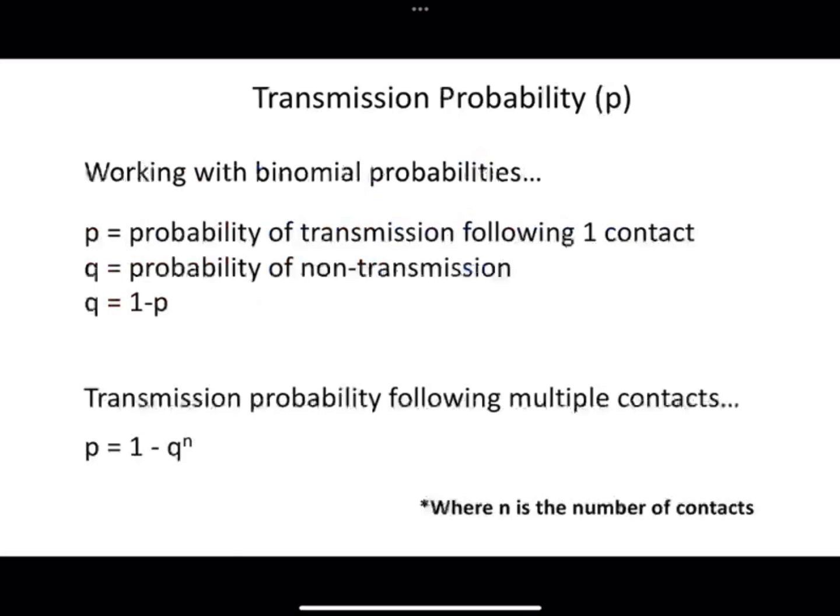And then basically the complement of that is just 1 minus that collective probability for multiple exposures. And basically that probability of transmission is going to get higher and higher, because as N goes up, Q gets smaller and smaller.